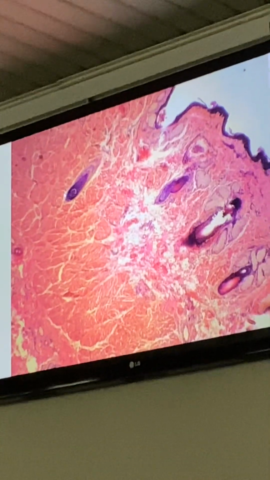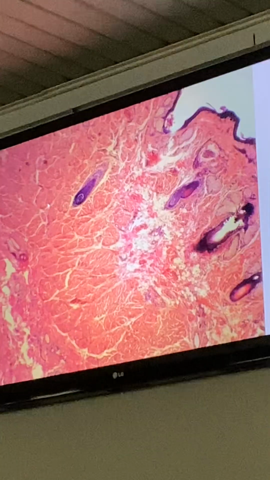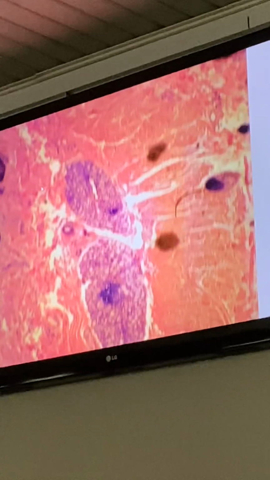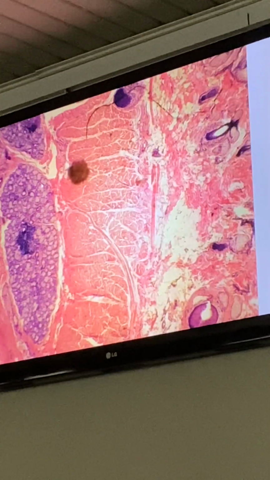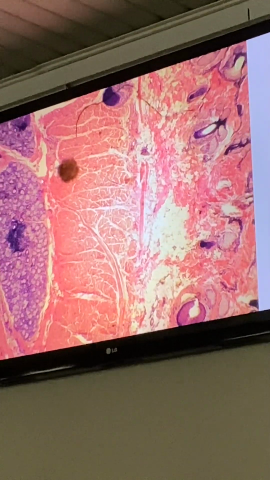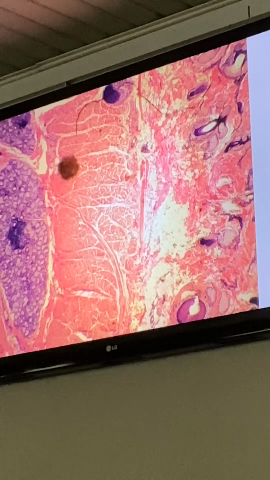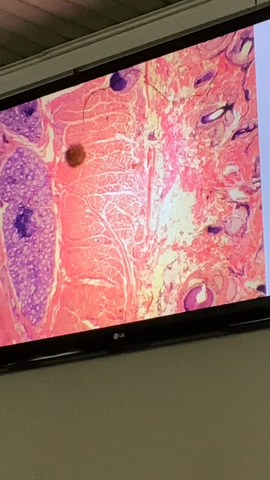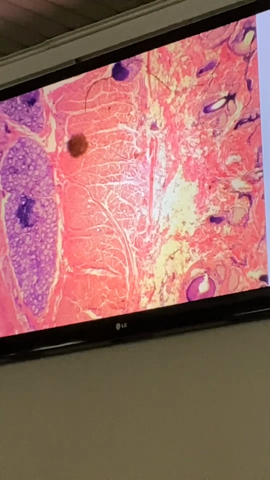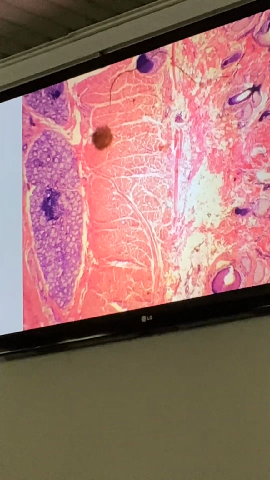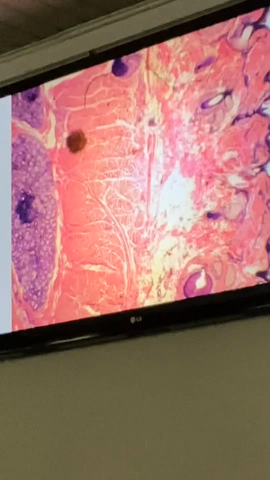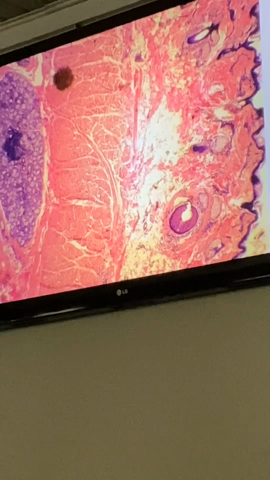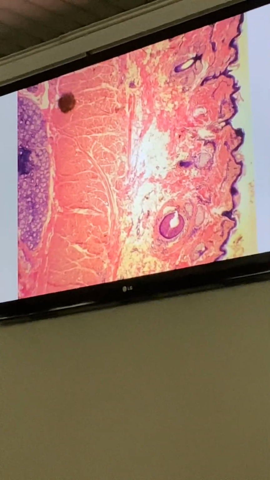The core of the lips consists of striated muscles called orbicularis oris. This is orbicularis oris, the core of the lip. Any question? This is also hematoxylin and eosin.